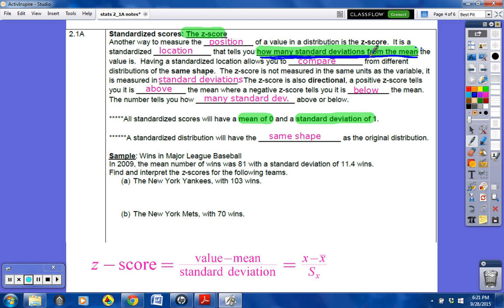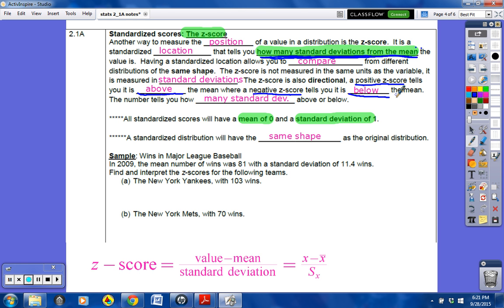Now, having a standardized location allows us to compare those different distributions, and typically we want to compare distributions that are of the same shape. So that's really important. The z-score is not measured in the same units as the variable. It is measured in standard deviations, because again, we're always looking at how many standard deviations away from the mean it is. It is also directional, where a positive z-score will tell you that it's above the mean, where a negative z-score will tell you that it is below the mean.